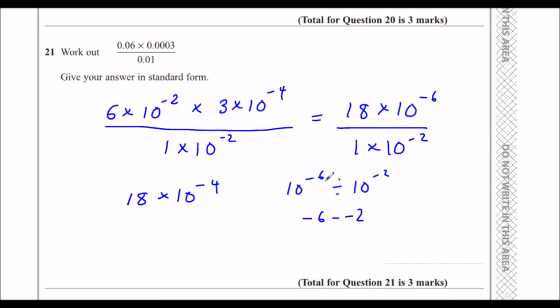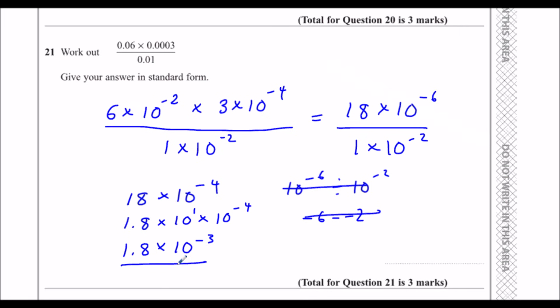Now that would be the answer, but we need to change it back into standard form. So we're going to have 1.8. We can't have 18. It needs to be between 1 and 10. So 1.8 times 10 makes 18. And then times 10 to the power of negative 4. And 10 to the power of 1 times 10 to the power of negative 4, when we multiply, we add the indices. That's 10 to the power of negative 3. So our answer is 1.8 times 10 to the power of negative 3.